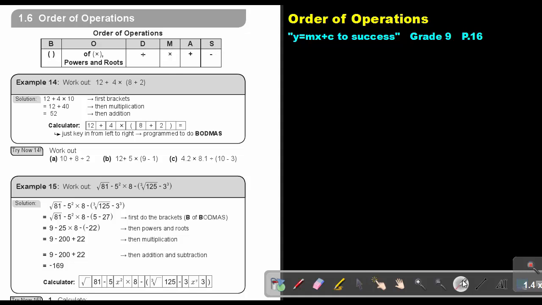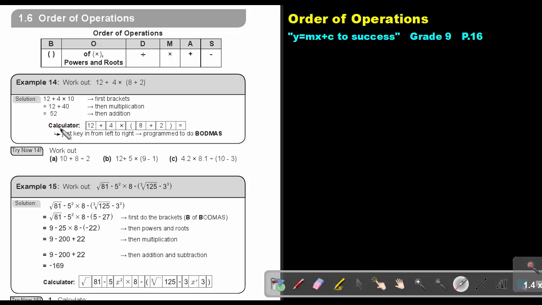Let's look at an example. Work out this. Now, there's addition, there's a multiply, but there's the bracket. So what are we going to do first? First, we're going to do the bracket. So 8 plus 2, that's 10. Now, remember the order. Now, we must first do the multiplication. So we rewrite the 12. We say 4 times 10, and that's 40. And if we add it, we get 52.